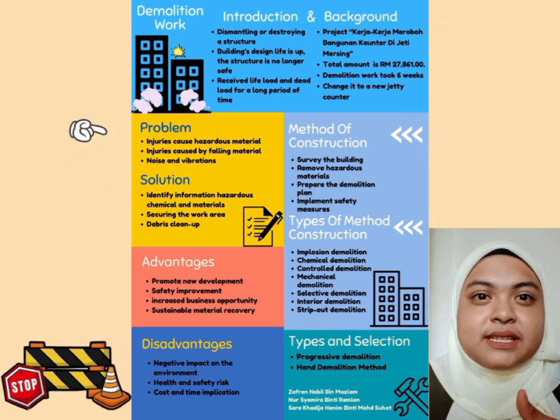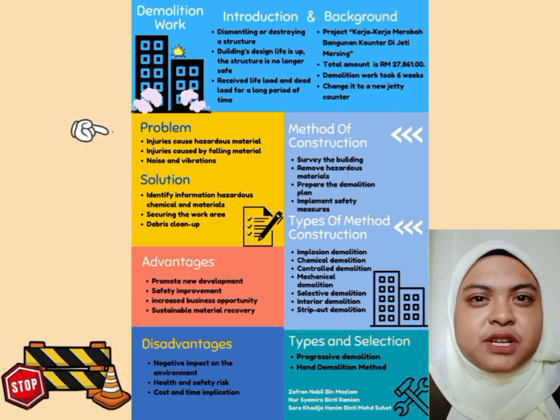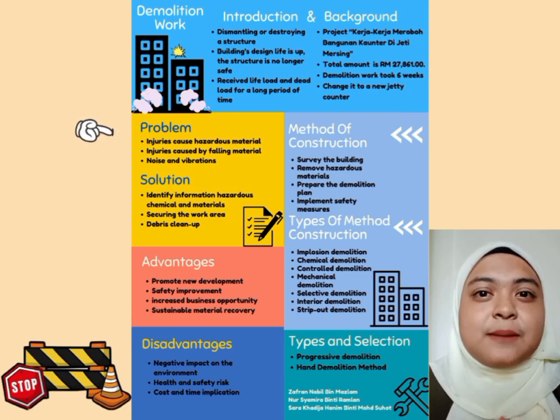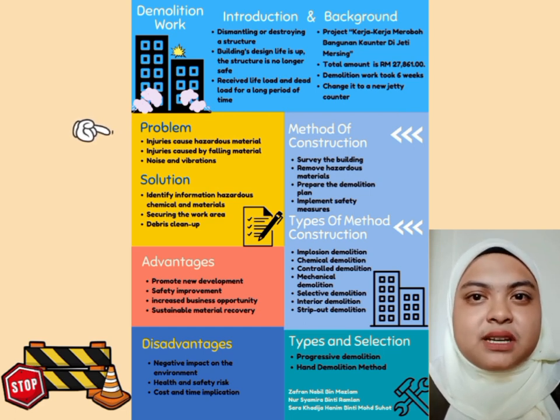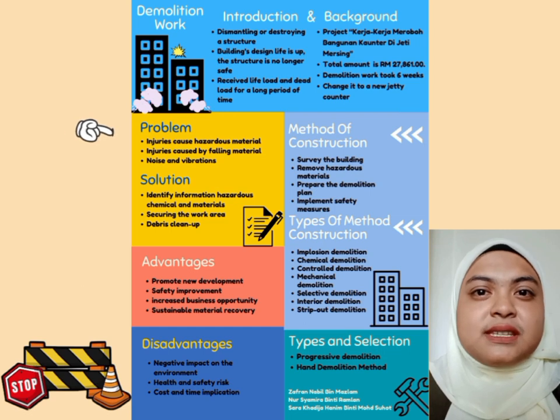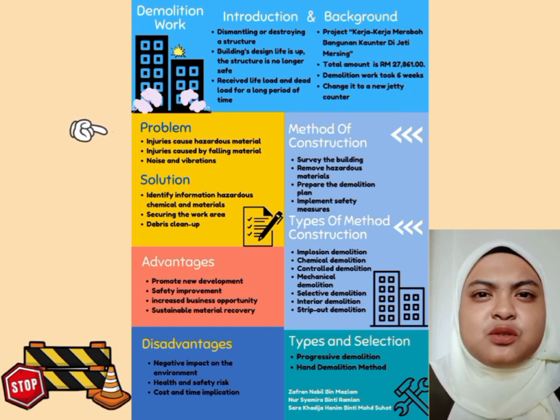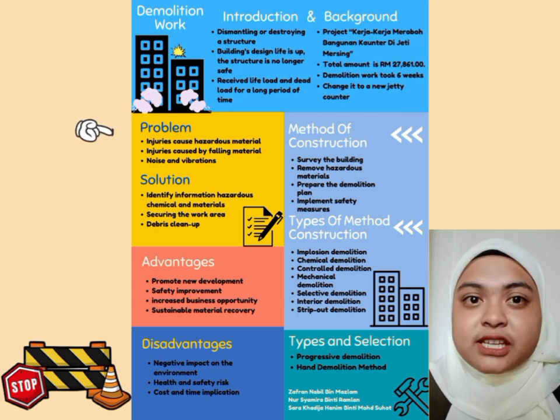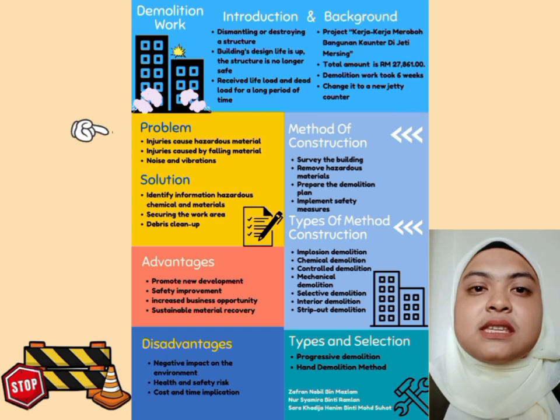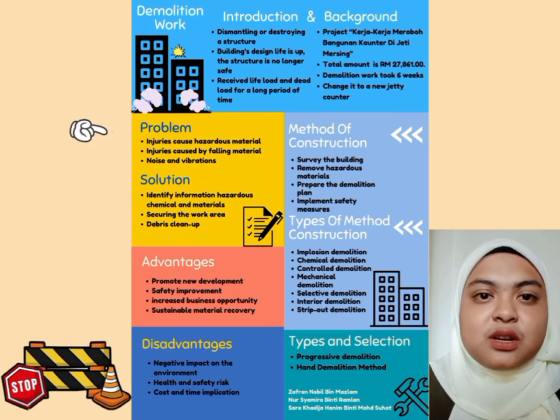The problems that exist must have a solution. The solution that can be taken first and foremost is to identify the information about hazardous chemicals and materials. The purpose of this is to ensure that the chemical materials contained in the building to be demolished can be controlled. Labor workers can wear safety equipment such as safety hats, safety shoes, and appropriate clothing.